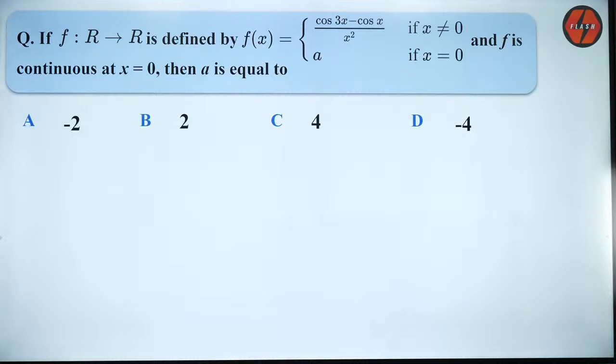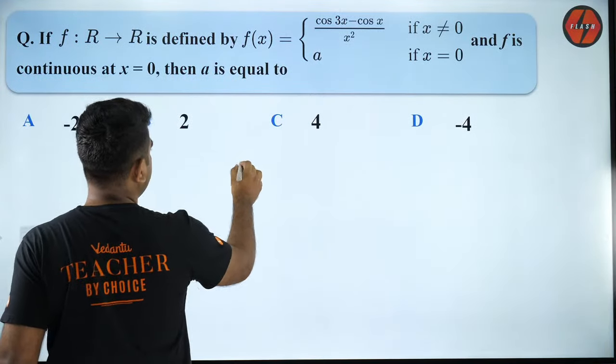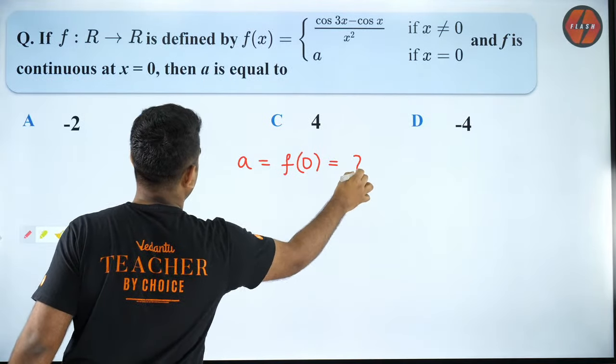So how do you do this question? They want you to find the value of A such that it is continuous at x equal to 0. So what is A? A is nothing but f of 0. Okay? A is nothing but f of 0. So they want you to find this value.